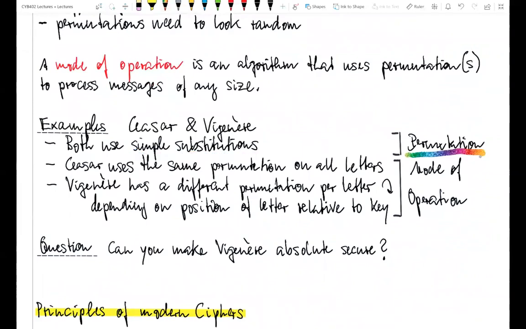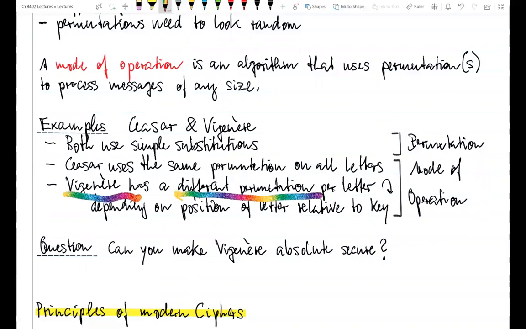And the mode of operation for Caesar is really primitive. Caesar uses the same permutation on all letters. So in other words, the mode of operation for Caesar is very primitive as well. And we know that, but we just want to make the case. While Vigenère is more sophisticated, it uses different permutations per letter.